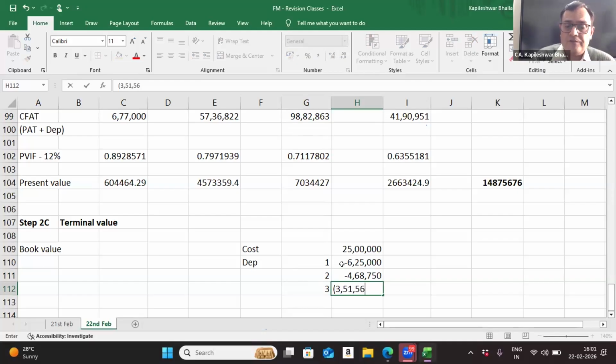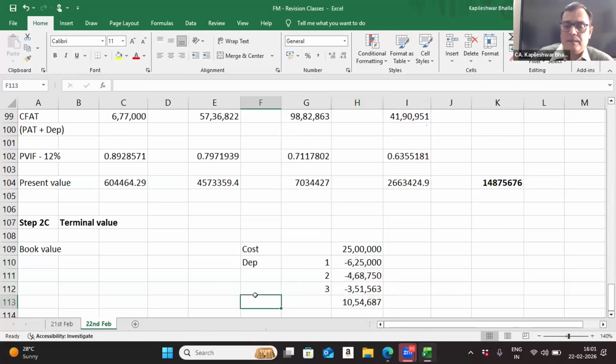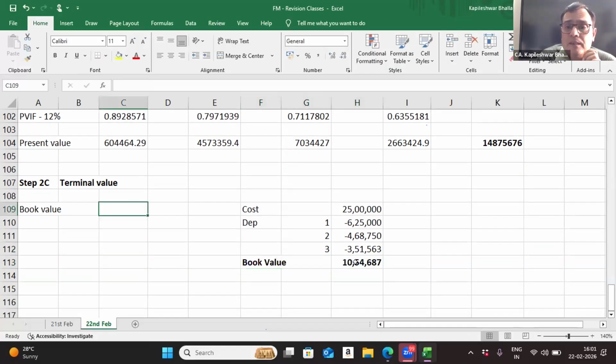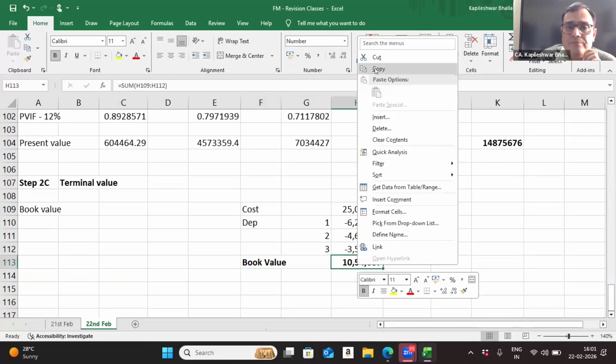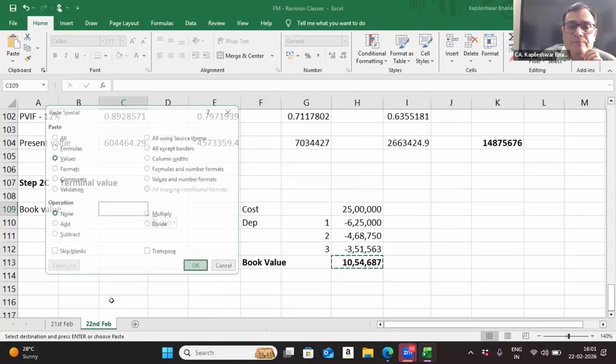So 351,563. I think this is going to give us the book value. So once we get this data, this is the book value of the asset. I have not taken a depreciation in the last year. So this gives me the book value of the asset. Let me just copy this out. So we get the book value of the asset.